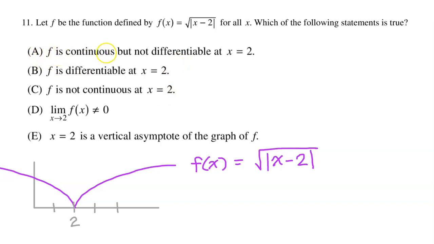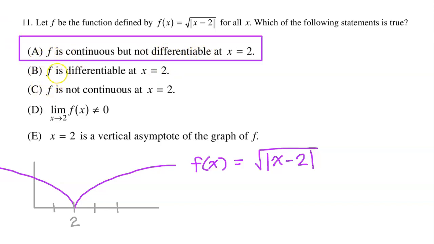F is continuous, but not differentiable at x equals 2. Is f continuous? Yes, it is unbroken, no discontinuities. Is it differentiable at x equals 2? No, there's a cusp at x equals 2, so it is not differentiable, meaning we can't take the derivative. So A is true. And A is the answer. Take a moment to convince yourself that the other options are all false.